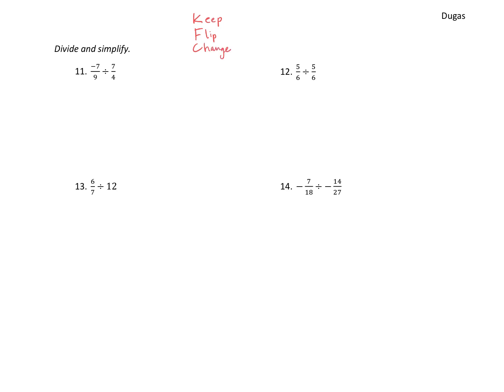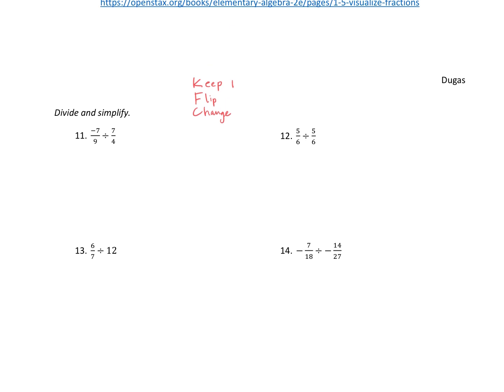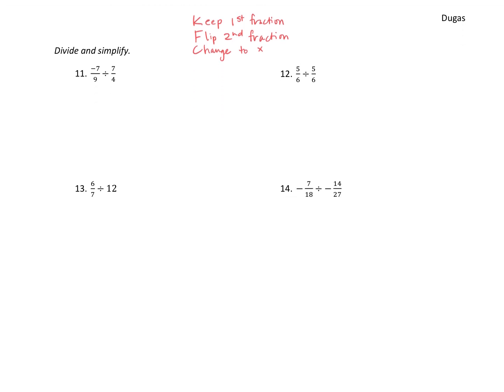So this means you're going to keep the first fraction. Whoops. Okay, let me not write up so high. Let's move this down. All right, so keep the first fraction. Flip the second fraction. And change to multiplication. So let's see that in action.